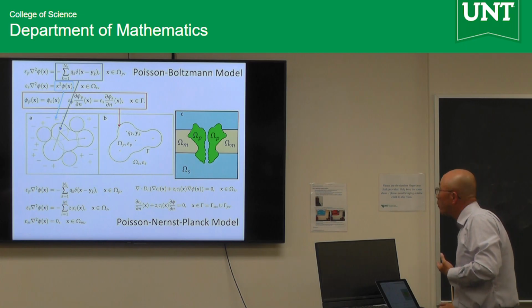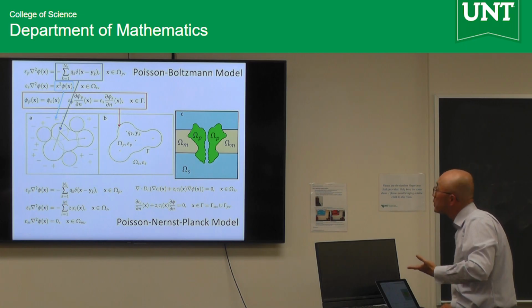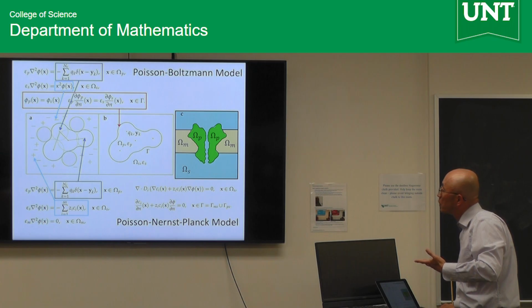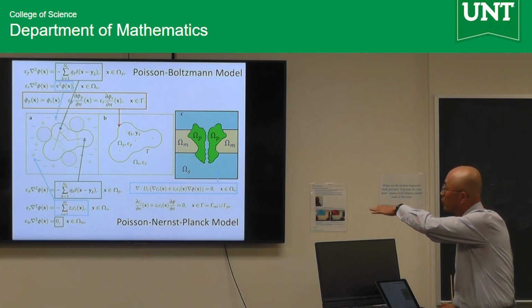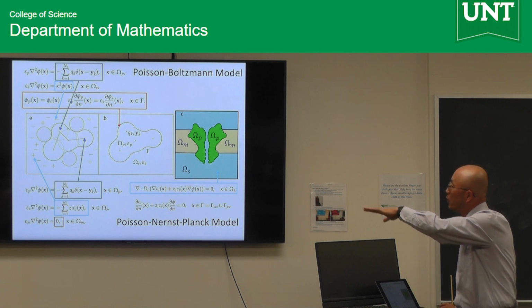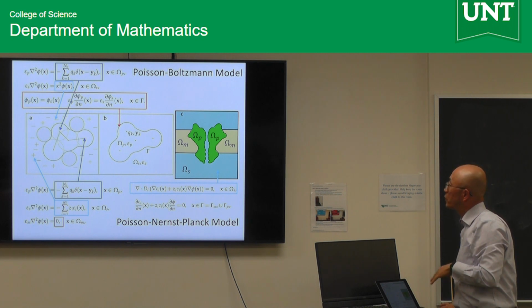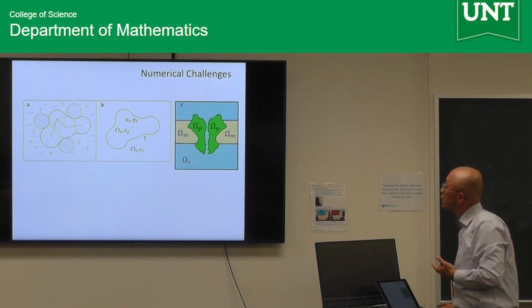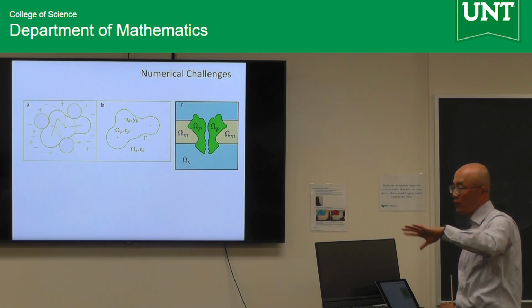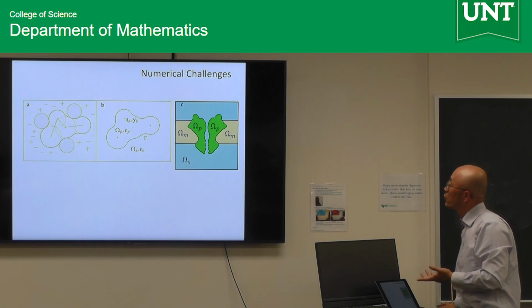Let me repeat this again. This is for the Poisson-Nernst-Planck, PNP, model. What will be the right-hand side, and what will be the mobile electrolytes, and then the numerical challenges there. So I just explained the model, and now let's look at the numerical challenges.